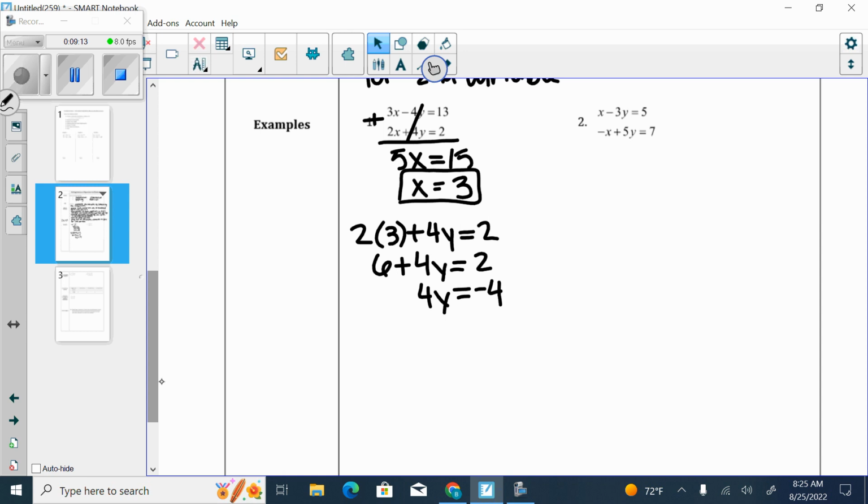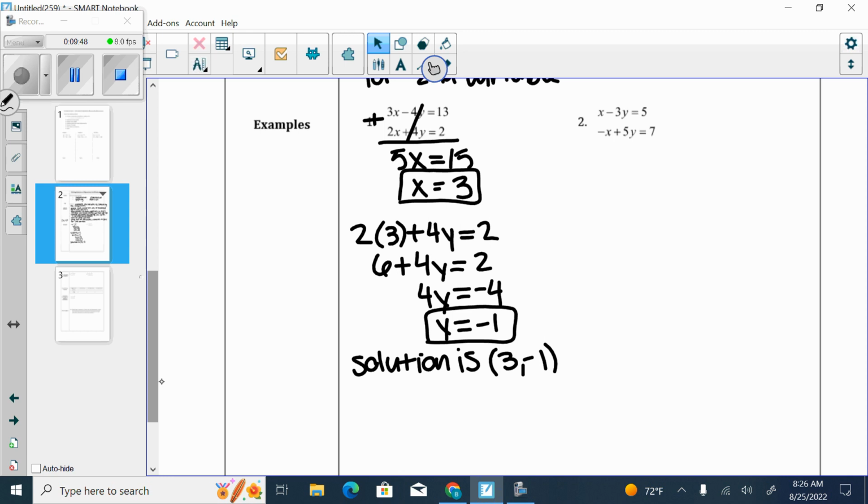And then divided by 4. Right, what is negative 4 divided by 4? Negative 1. Very good. So y is negative 1. And how do we want to write that answer? Right. So our solution is 3, negative 1. And again, remember, if you wanted to check this, you would just take those two solutions and plug them into one of those equations up there, right?